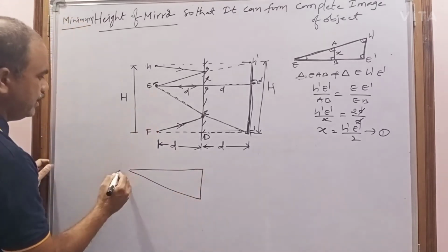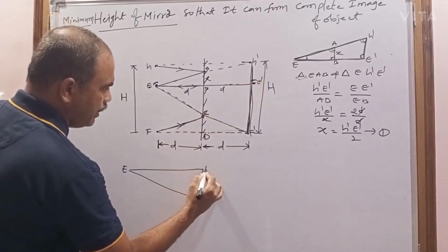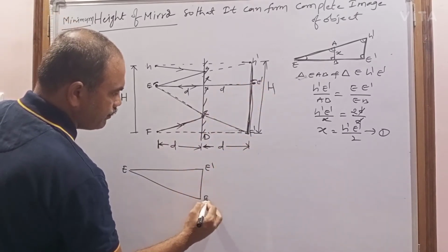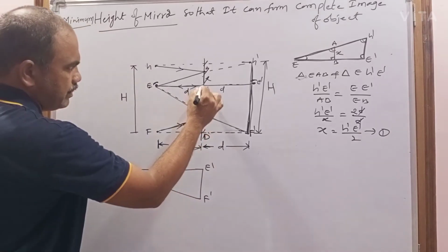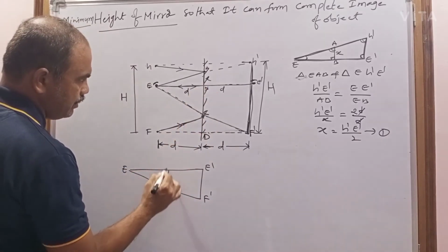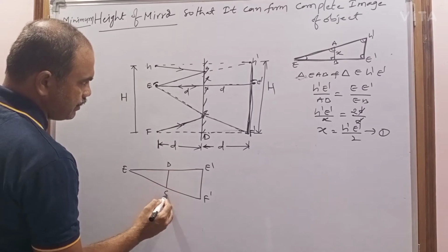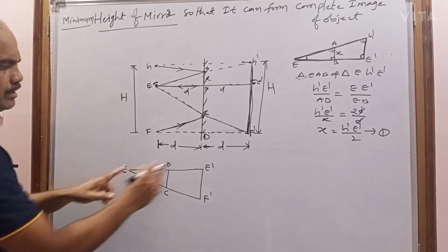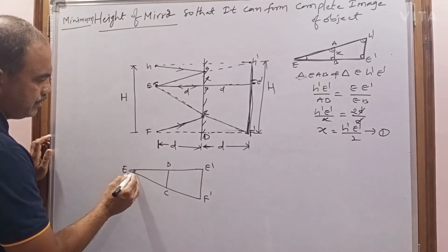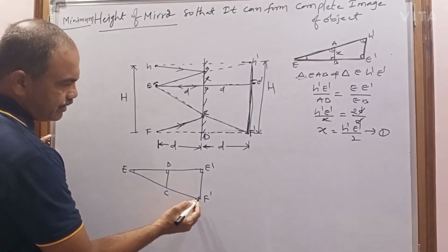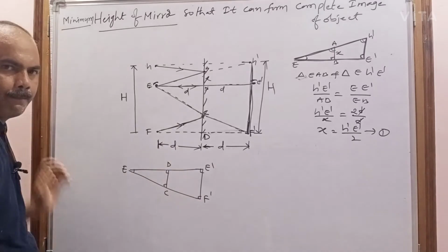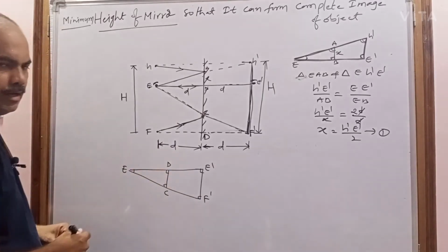So this is triangle E, this is E dash, and this is F dash. Now in this one, this part will be there. So this is B and C. These are also two similar triangles. This angle and this angle are right angles, and this angle will be the same. So now there are two similar triangles.